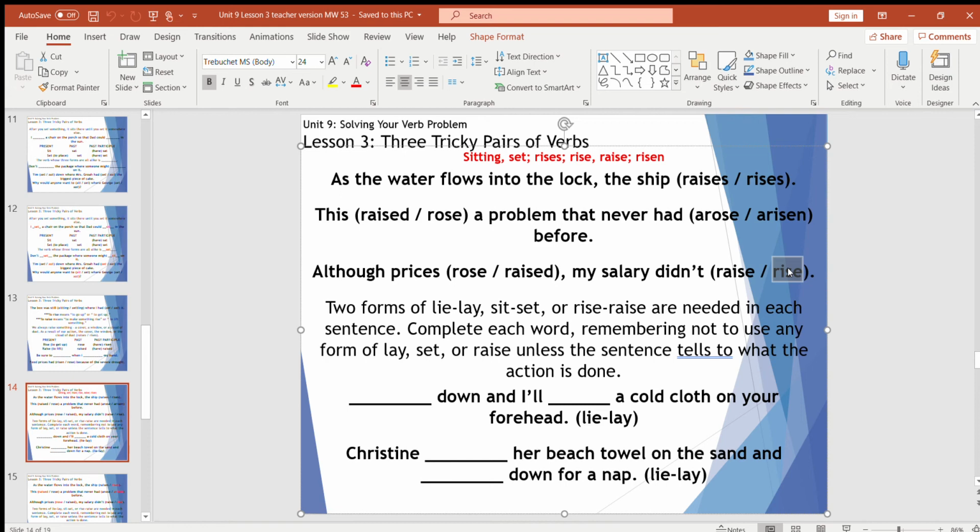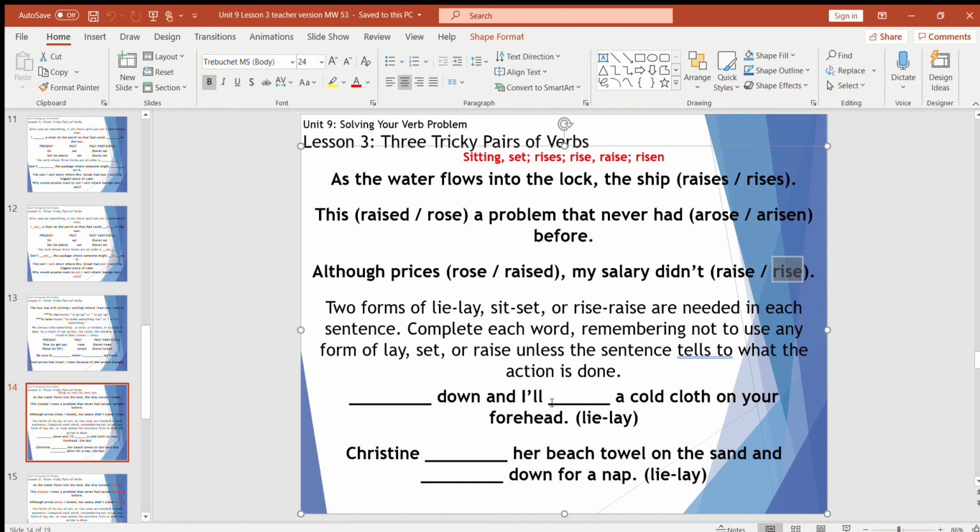Then that's just going to be a pure memorization thing, honestly. But definitely when you guys are doing the worksheet, keep this midweek next to you so you can really glance at the definitions as you do it. So 2 forms of lie and lay, sit, set, rise, and raise are needed in each sentence. You're going to complete each word, remembering not to use any form of lay, set, or raise unless the sentence tells you what the action is done to.